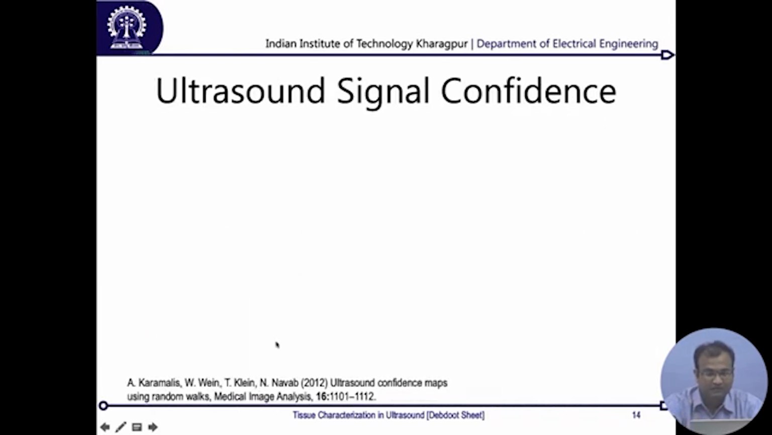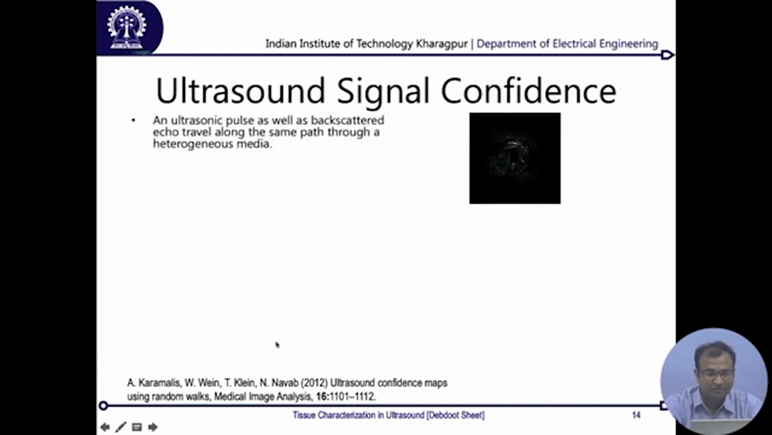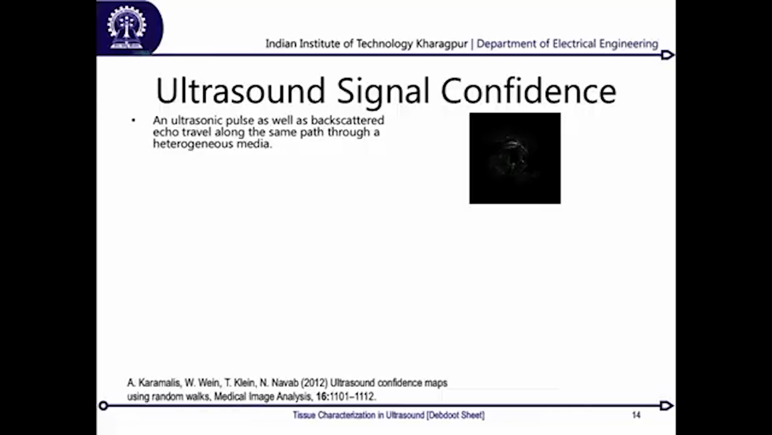Another important aspect which we make use of is borrowed from a paper in the Journal of Medical Image Analysis, about understanding ultrasonic signal confidence. The cue we use is that ultrasound, as it propagates through tissues, is going to attenuate significantly, as we have studied, and if there is significant attenuation then we will not get very reliable estimates. So we need some sort of estimation of how reliable the signal is, and that is called ultrasound signal confidence.